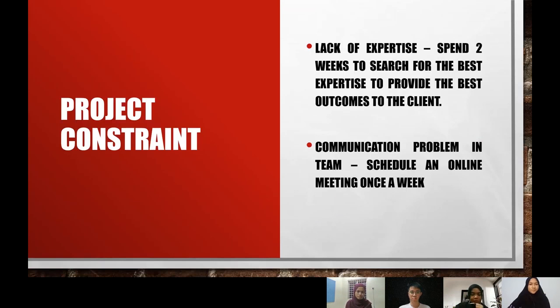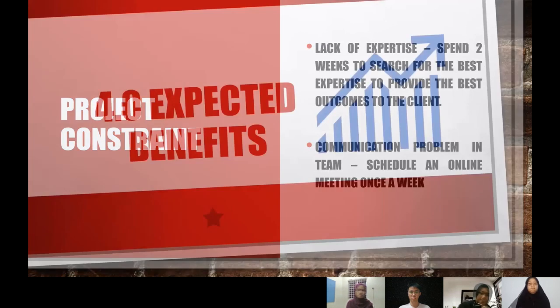For the project constraints, we identify that we have a lack of expertise. So our solution is we spend 2 weeks searching for the best expertise to provide the best outcomes to the client, which is UUM. Other than that, we think that communication problems in the team are also a project constraint because we work from home. So once a week we will schedule a meeting so that we can discuss our confusion and so on.